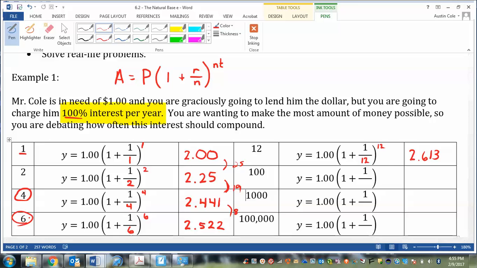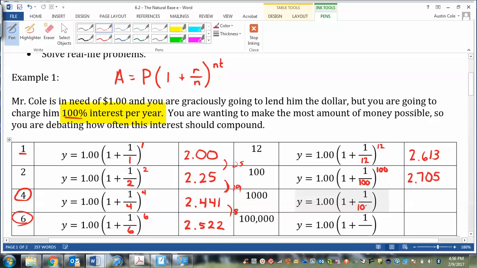All right, now let's try 100. Well, we're kind of getting crazy, and let's say, hey, let's compound 100 times a year. So 1 divided by 100 plus 1 raised to the 100th power, and we should get 2.705. All right, still increasing, but not by near as much.